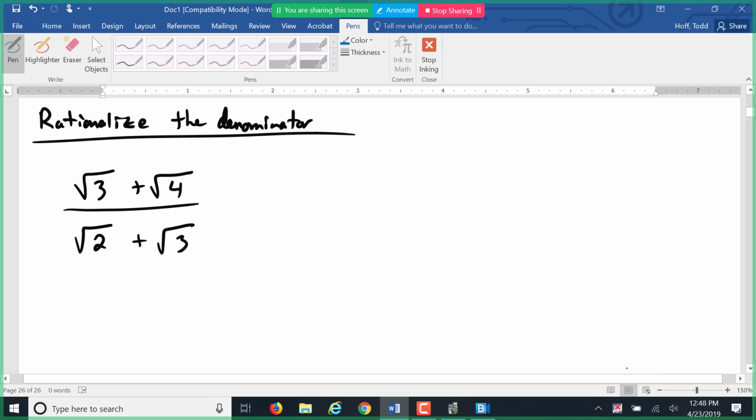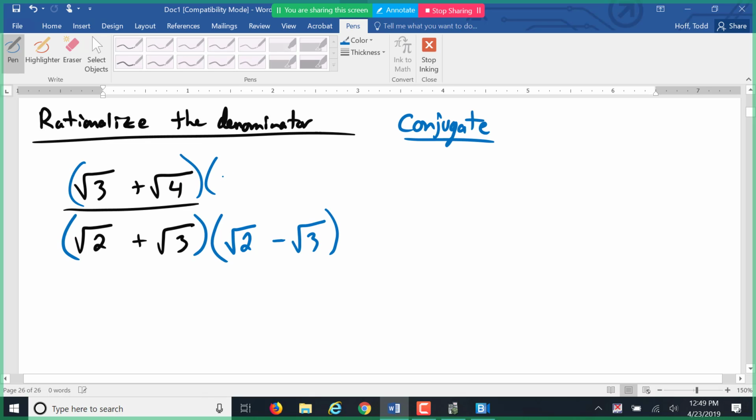So remember, to rationalize, we need to look at conjugates. A conjugate has the same terms, it's just we change the sign. If it's addition, we change it to subtraction, or if it's subtraction, we change it to addition. What we're concerned about is the denominator here, which is the square root of 2 plus the square root of 3. Its conjugate would be the square root of 2 minus the square root of 3.